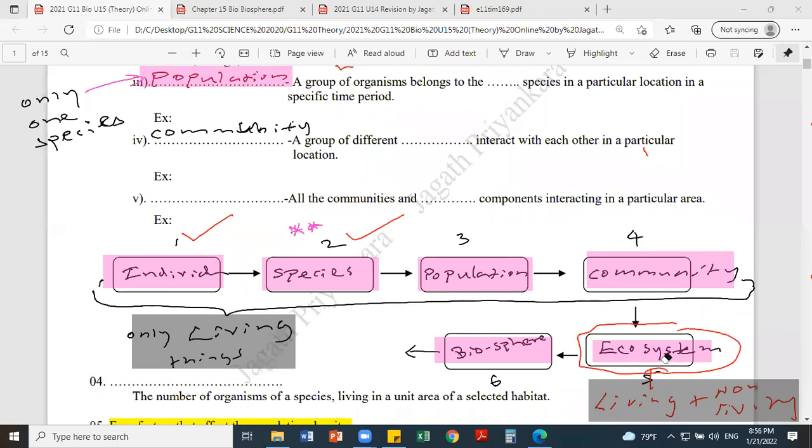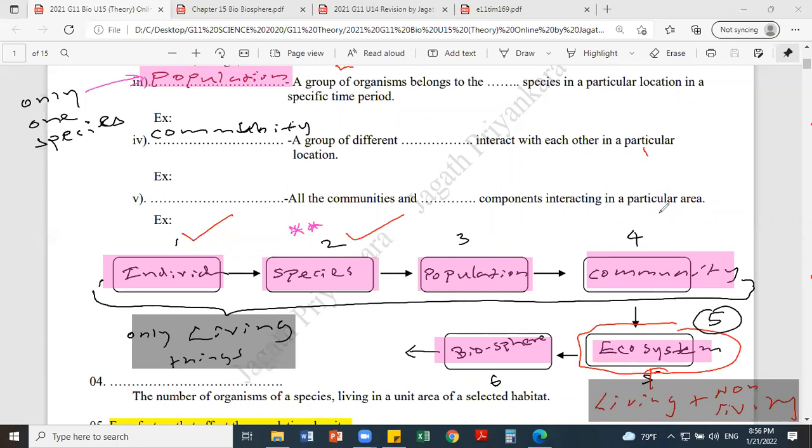Then under ecosystem, I'll put number 5 there. Then write living and non-living interaction. After ecosystem, non-living things are also there. But until ecosystem, only living things. Until community, only living. Those are the areas where you have to pay attention.